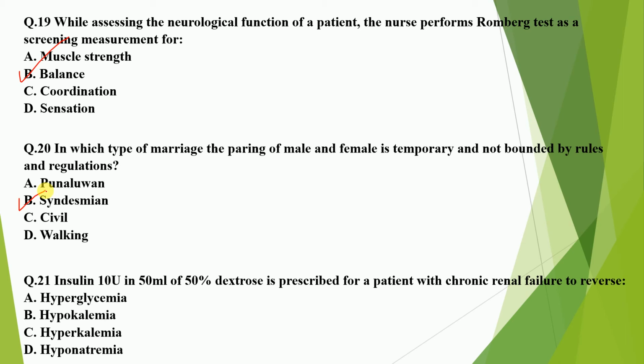Next question. Insulin 10 units in 50 ml of 50% dextrose is prescribed for a patient with chronic renal failure to reverse: option A, hyperglycemia; option B, hypokalemia; option C, hyperkalemia; option D, hyponatremia. Correct answer is option C, hyperkalemia.